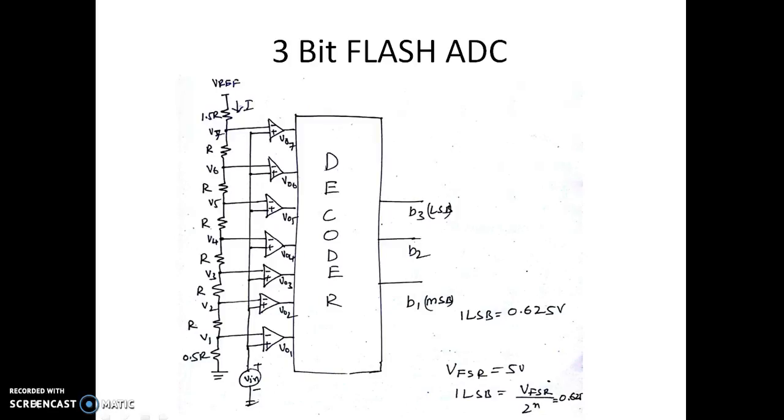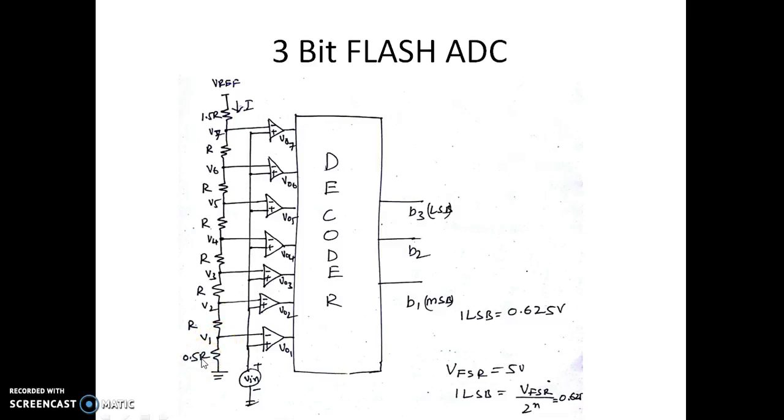So let us consider a 3-bit flash ADC where the output is 3-bit. As we know, flash requires 2 power n minus 1 comparators. So 2 power n is 8, and we are supposed to have 7 comparators. So we have 1, 2, 3, 4, 5, 6, 7 comparators. The corresponding output voltages are V01, V02, V03, till V07, and we are getting the required reference voltage for each of the comparators from this resistive potential divider.